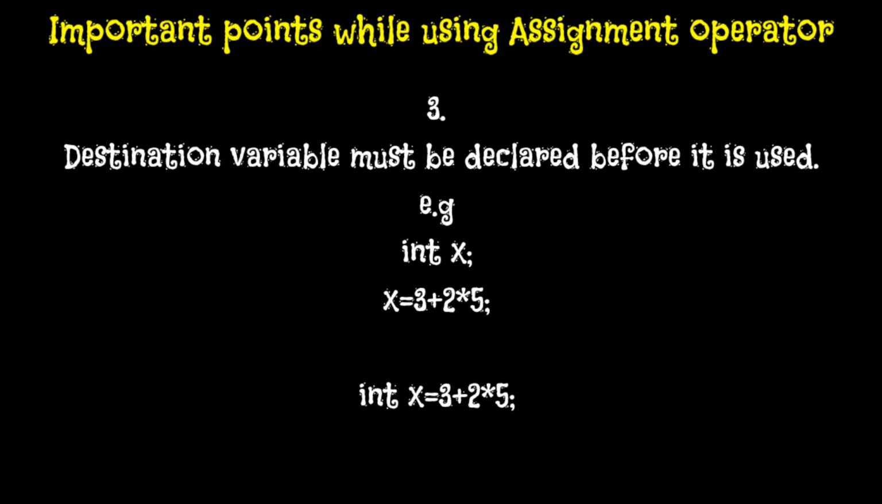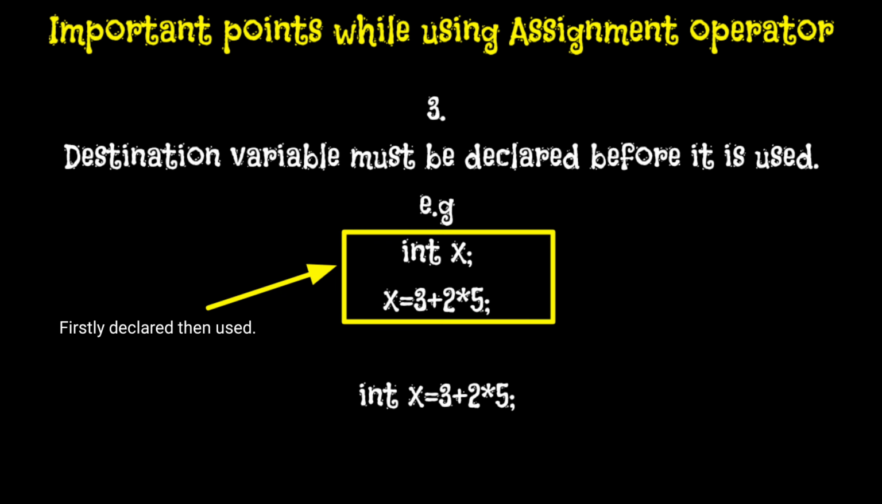Next we have the third point, the destination variable must be declared before it is used. Yes, firstly you have to declare the variable, only then you can use it. Either declare it in the first statement or you can declare it in the same statement, as given in example 2.